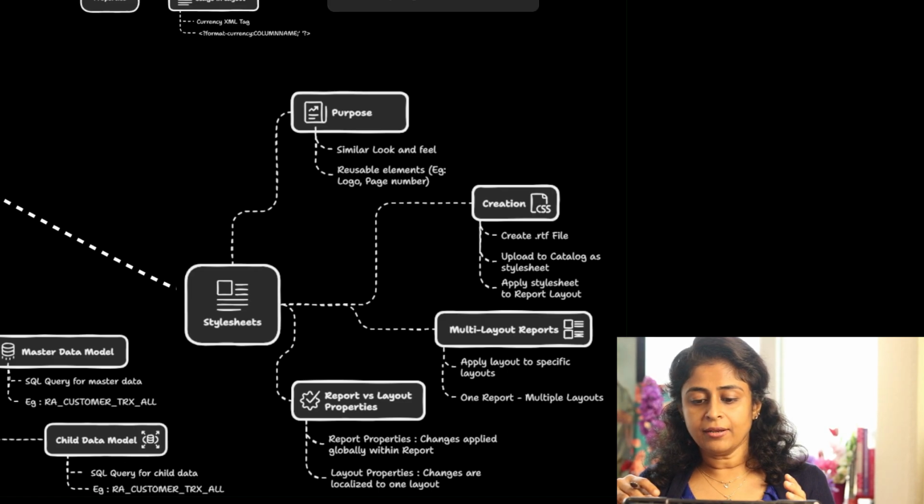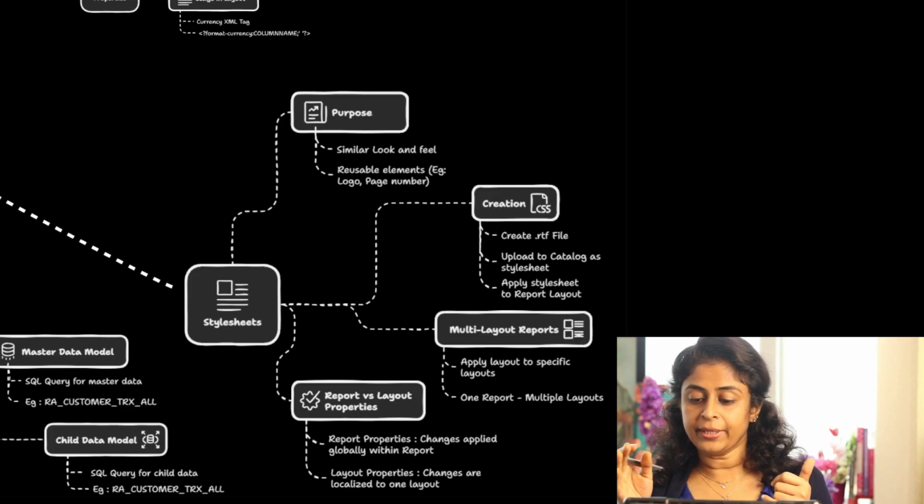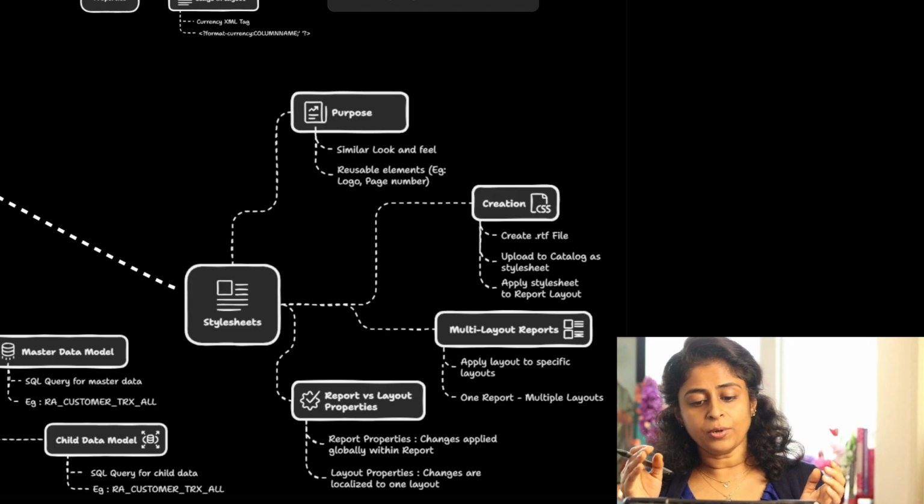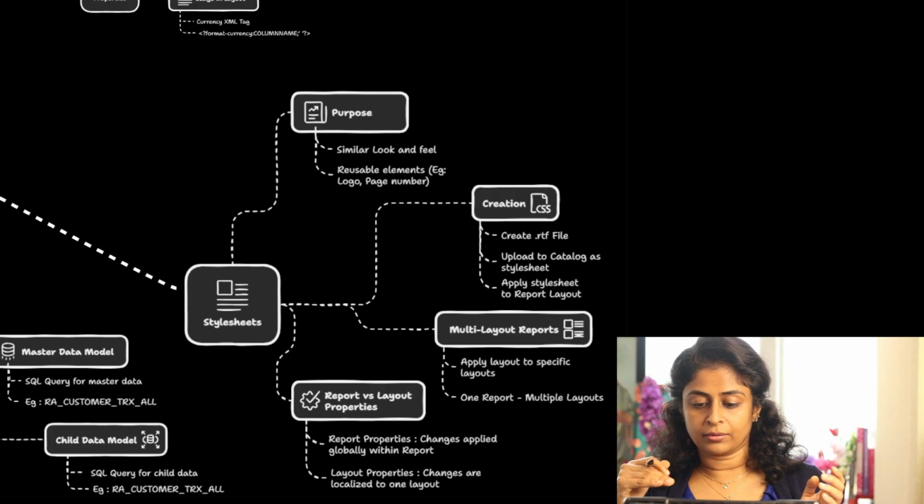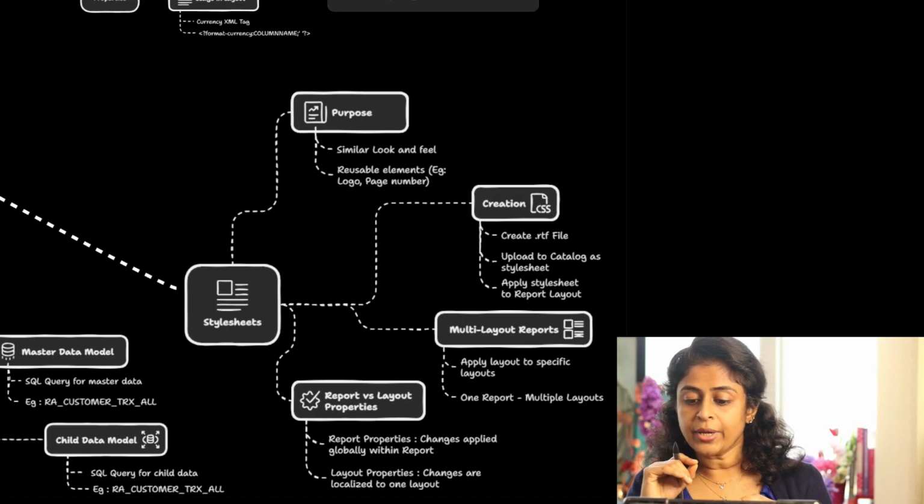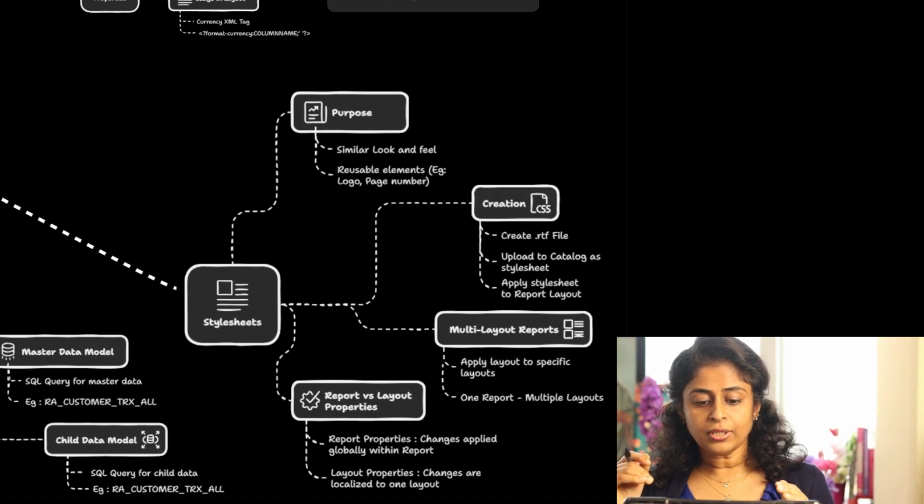Create an RTF file with your desired styling like company logo, headers, footers, terms and conditions. Second, upload this as a style template to the catalog. Third, apply it to any report layout through the Apply Style Template option. Fourth, save and run to see your consistent branding automatically applied.